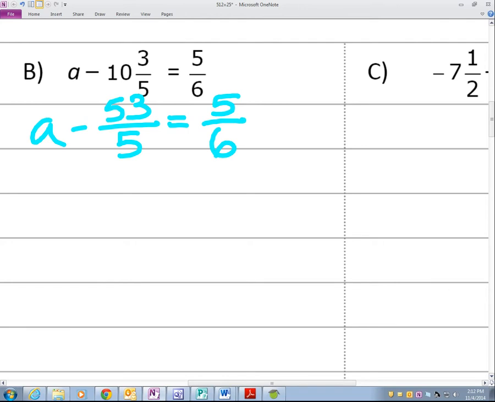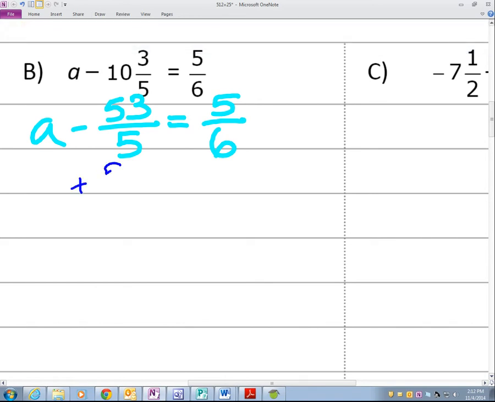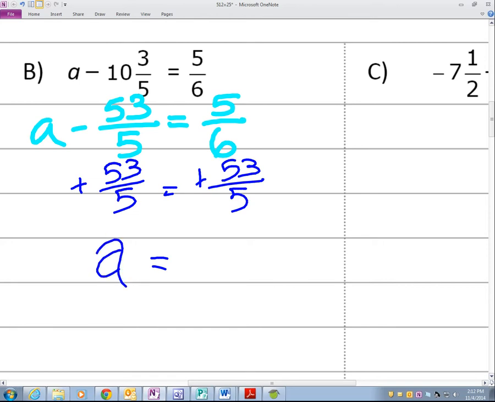Plus, since A is having 53 fifths taken away from it, I need to undo that by doing what? Max. Adding 53 fifths. Beautiful. So I'm going to add 53 fifths to both sides, because 53 fifths is equal to 53 fifths, plus 53 fifths. Now my new result is A equals 5 sixths plus 53 fifths.